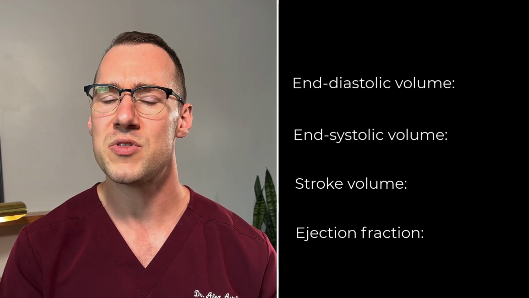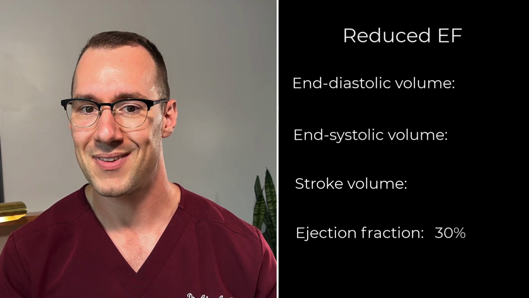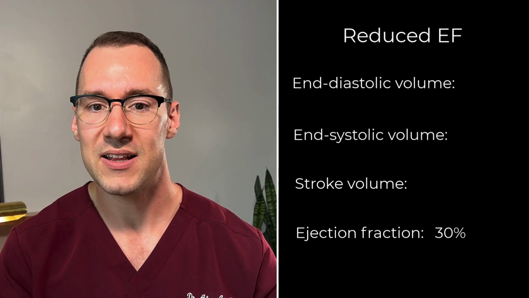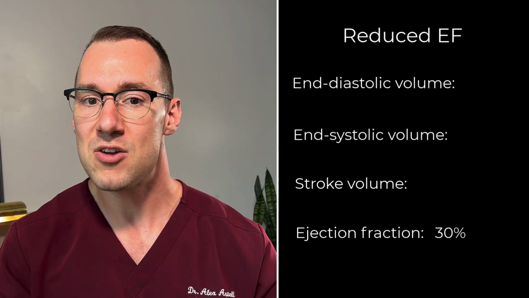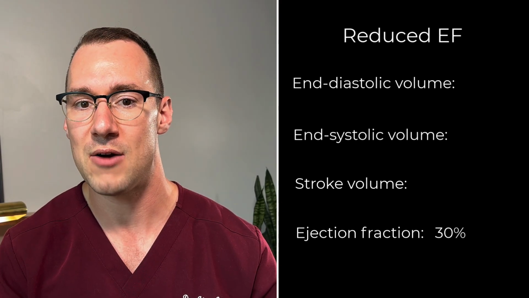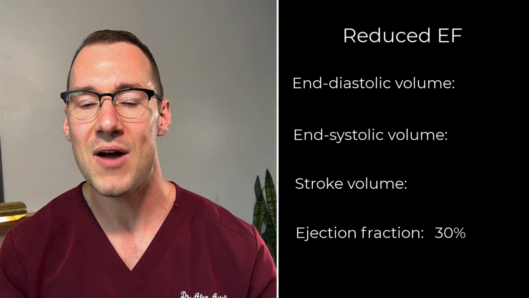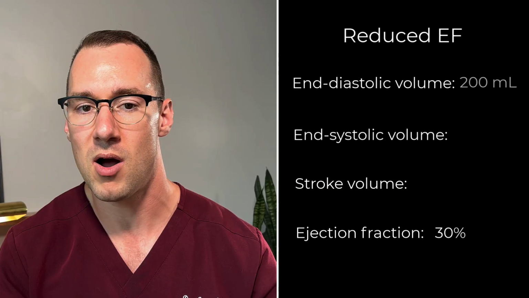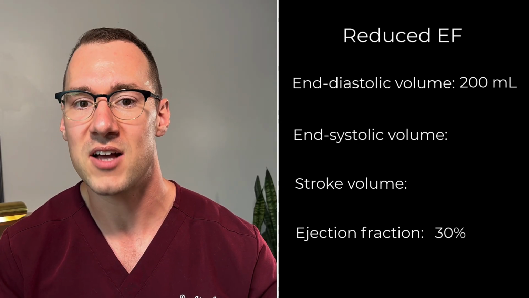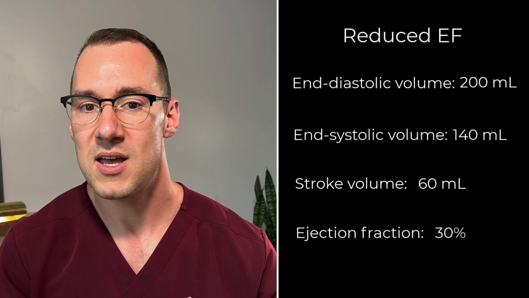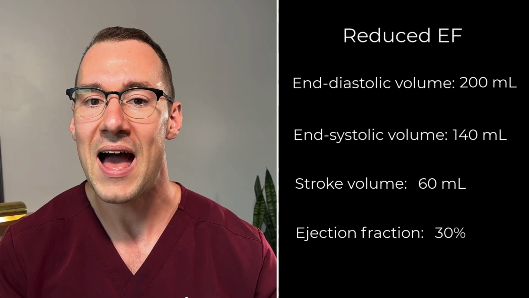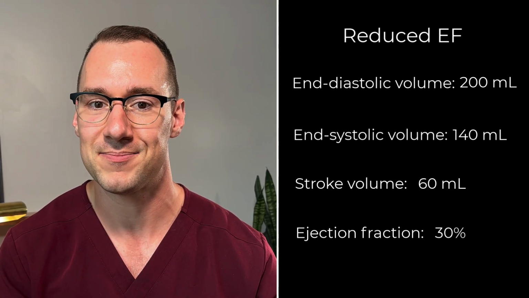Now let's take a heart with an ejection fraction of 30%. This heart has naturally dilated with time to compensate for the decrease in its squeeze function, and it's increased the pressure in the left ventricle to allow it to move more blood. It now has an end diastolic volume of 200 milliliters, giving us a stroke volume of 60 milliliters. So while these two hearts have a different visual appearance, they have the same functional capacity.